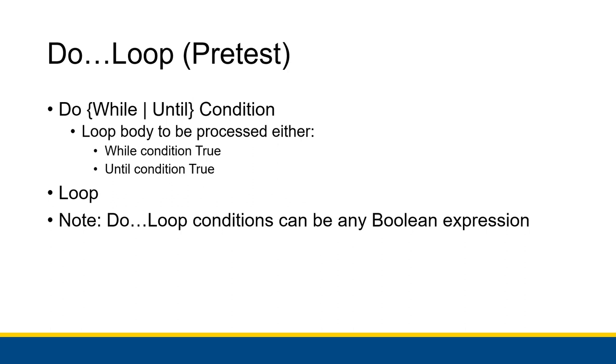So, for example, if you were using the pretest version of the looping condition that we talked about in the last video, it would be do while int num is less than or equal to 5. The loop exit version would be do until int num is greater than 5. And then of course we have the loop body that is processed either while the condition is true, if you choose while, or until the condition is true, if you choose until. And then you end it with loop, sort of like how you end your if statements with end if.